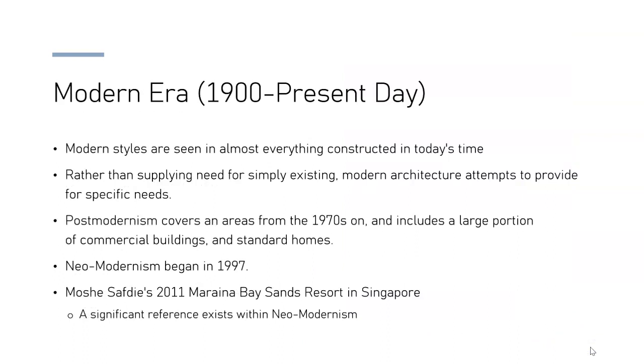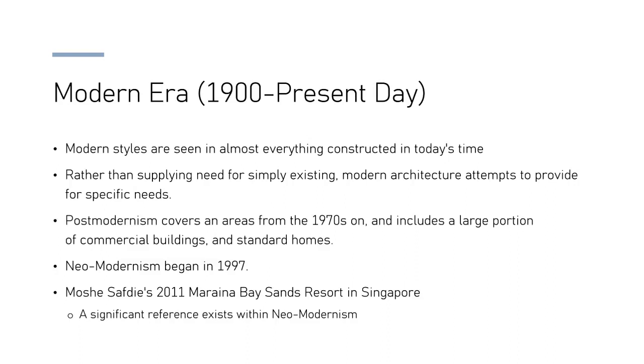And then next you have your modern era, which is 1900s through present day. Modern styles are seen in almost everything that's constructed today. The difference is these older styles of buildings were known for how they looked. They had an appeal to the eye and they're cool to look at. But other than just simply existing, modern architecture attempted to provide for specific needs.